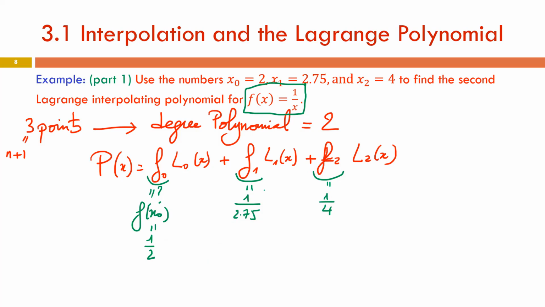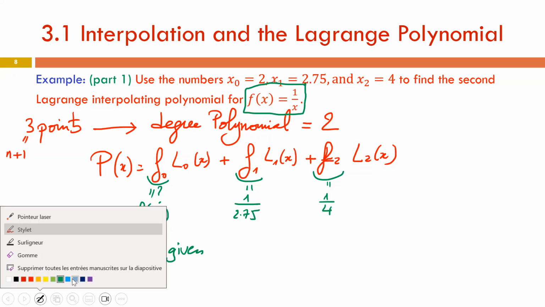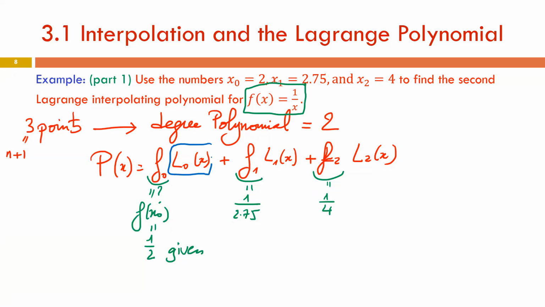Okay, these are the outputs, y0, y1, y2, or f0, f1, f2, or f of x0, f of x1, f of x2. So this must be given. All this must be given and known. We must know the input and the output for all these 3 points here. What we need to work on and compute are the Lagrange polynomials L0.